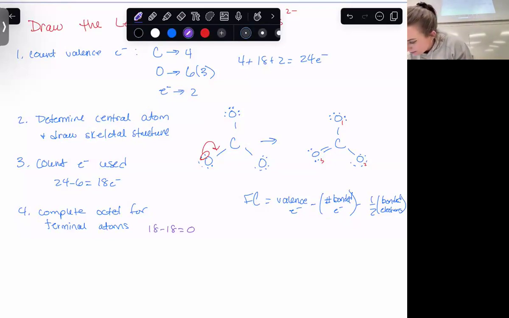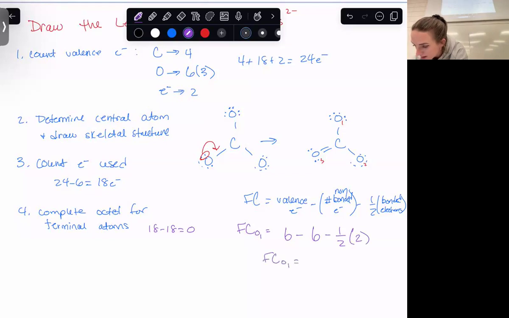So your formal charge on oxygen 1: how many valence electrons does oxygen usually have? It has 6. How many non-bonded electrons does it have? It has 6, and it has 1/2 of how many bonded electrons? 2, right? 1/2 times the 2 bonded electrons from that single bond. So we end up with a formal charge of oxygen 1 as -1. And so that's where your charge comes into play. That looks exactly the same as oxygen 2 in the right-hand corner. This one also becomes a negative.